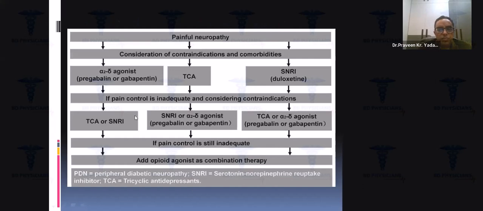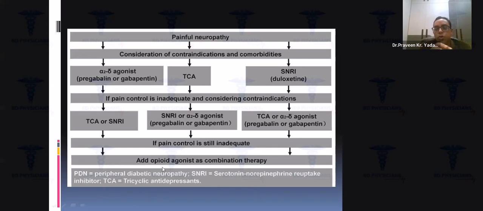So this is the chart which shows the management of neuropathy. You consider the contraindications and comorbidities. Start with a single agent, and then you go on to a combination of medications. And then if there is no adequate pain control, you go for other treatment.